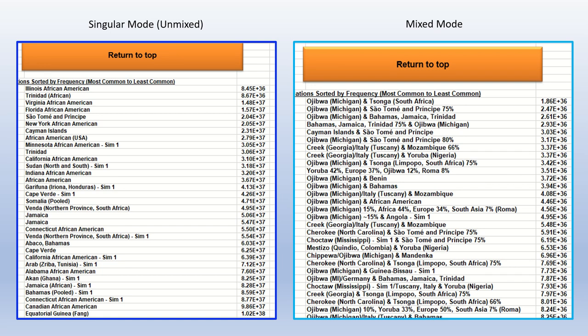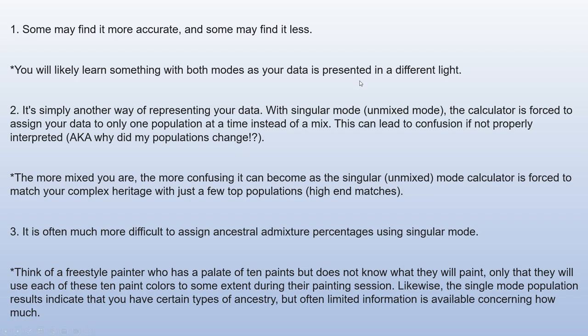Anyway, let's keep going here with the discussion. Number 2, it's simply another way of representing your data. With singular or unmixed mode, the calculator is forced to assign your data to only one population at a time instead of a mix, as it's done with mixed mode. This can lead to confusion if not properly interpreted.